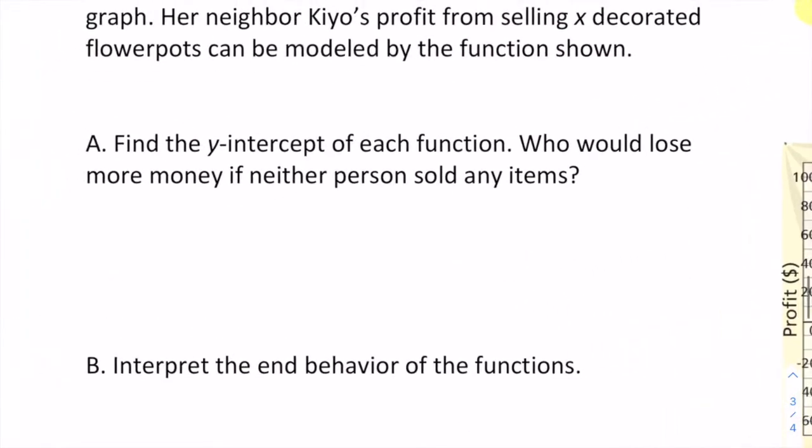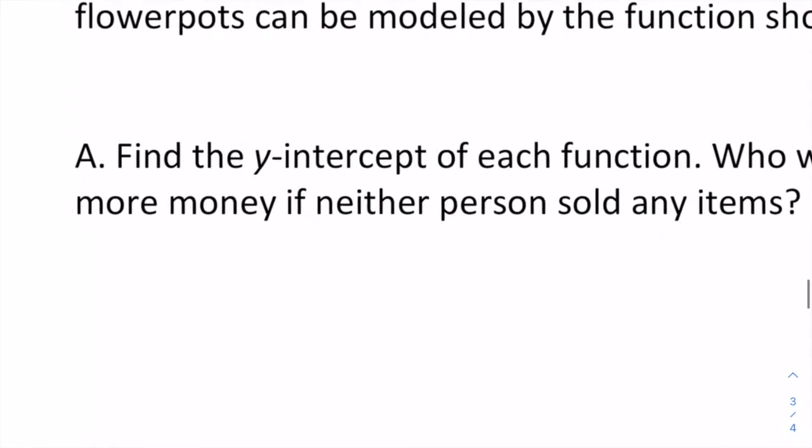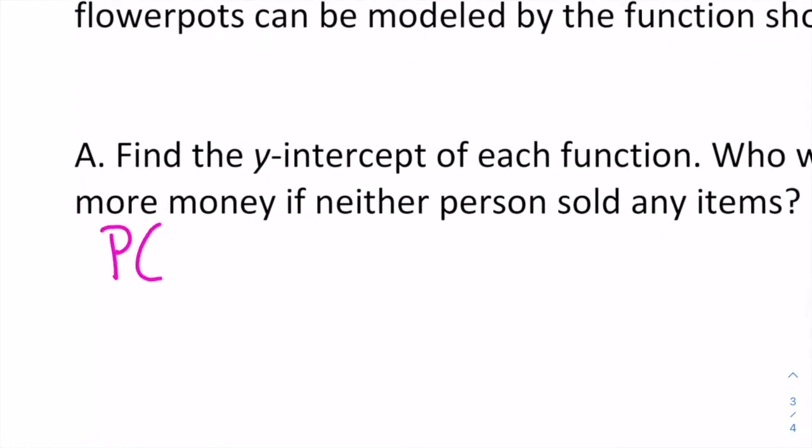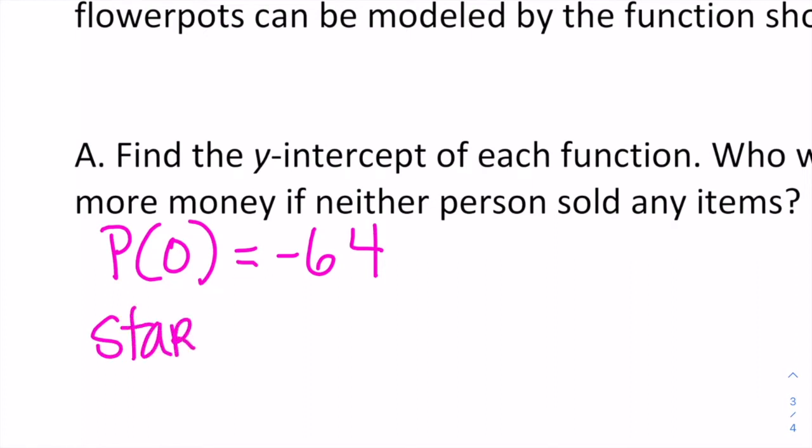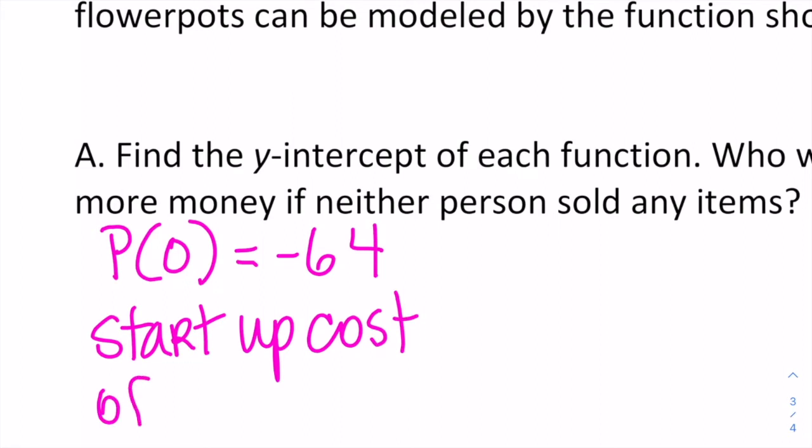So Carolina's store, P of 0 is negative 64. So that means that she's going to have a startup cost of $64. So if she doesn't sell any wind chimes, she'll lose $64.